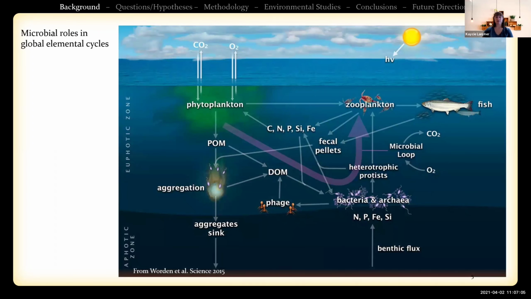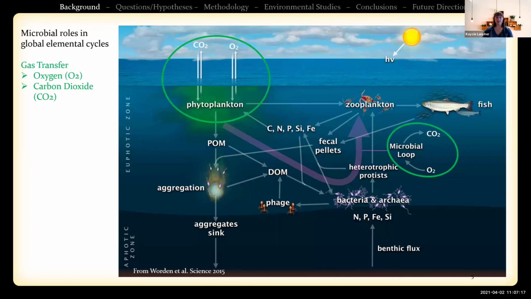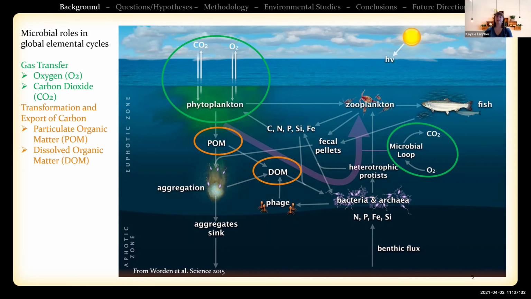So what that looks like in the ocean is they are interacting with a lot of different nutrients and different roles, but I'm going to focus on the fact that they transfer gases, specifically oxygen and carbon dioxide, through the system. And with carbon dioxide, that's taken up by these microbes, especially phytoplankton, and then further transformed into particulate organic matter or dissolved organic matter. So this specifically impacts the role of the ocean as a carbon sink, or the export of carbon into the deep ocean by these microbial organisms.